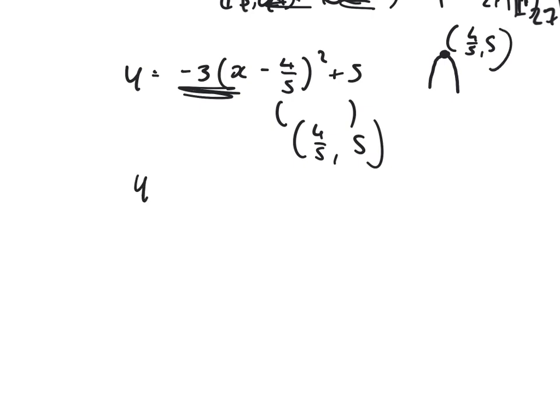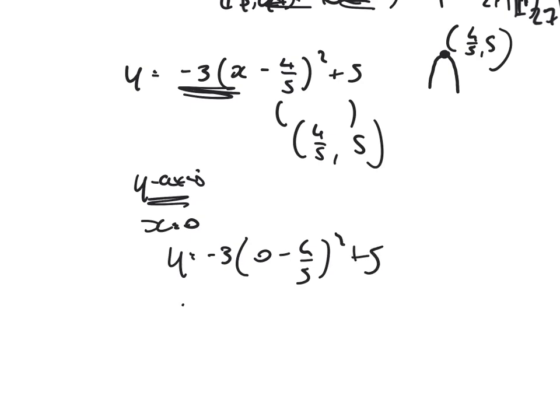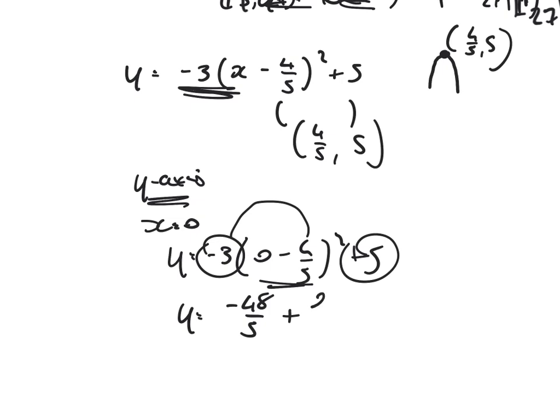And then check the y-axis by making x equal to 0. Minus 3 bracket 0 minus 4/5 all squared plus 5. 0 minus 4/5 is minus 4/5, square that and I get 16/25. 16/25 multiplied by minus 3 is minus 48/5, and then I'm going to add on 5 but change that into fifths, and that will be 25/5, which is minus 23/5.